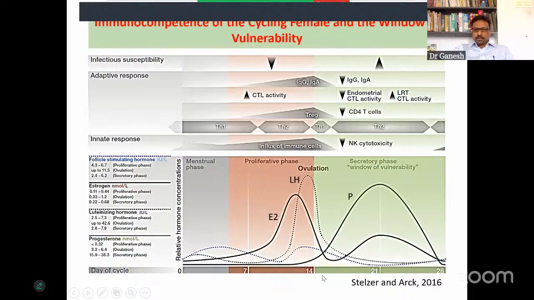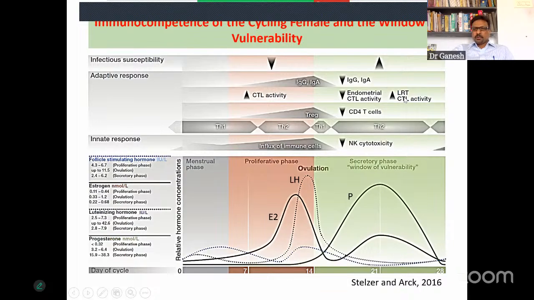But following the ovulation, there is a decrease in the IgG and IgA, and also the endometrial cytotoxic cells activity, and also the CD4, that is the T helper cells activity. This is in response to the increased level of the progesterone as well as the estradiol, so that the infectious susceptibility will be higher during the secretory phase.